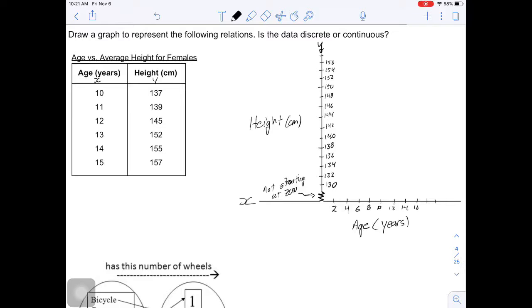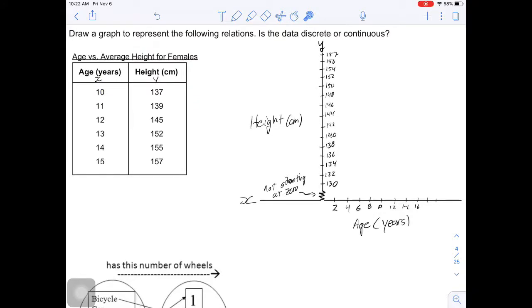156, 157. And you can see I've roughly spaced these points by the same amount, and I've gone up by the same increments. This is going up by 2, this is going up by 2. Your x-axis can go up by different increments than your y-axis, okay? But in this case, it just made more sense to go up by the same amount. Remember, I put a squiggly here because I didn't start at 0 here. I started at 130. Now let's plot these points.